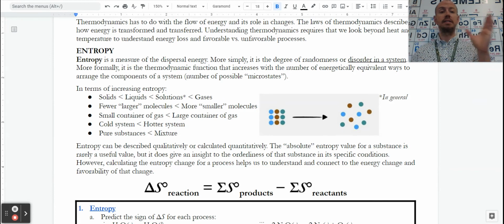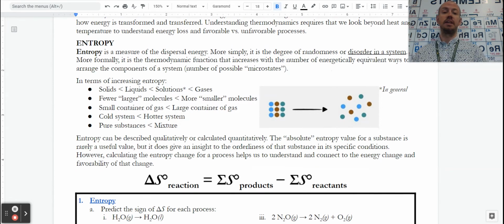So a lot of times we're looking at this qualitatively. We're comparing reactants to products, or starting to ending, to see how the randomness or order of the system changes. When we're doing this, and we'll do examples, it's really important to use words like orderliness, randomness, dispersal of energy, not just saying, well, it goes from solid to gas. Why does that change the entropy? But we can also look at it from a quantitative sense.